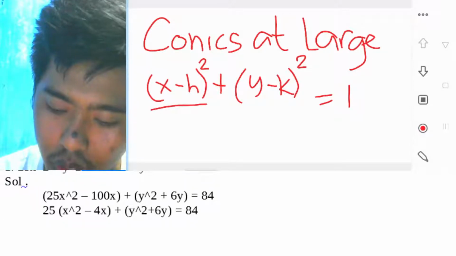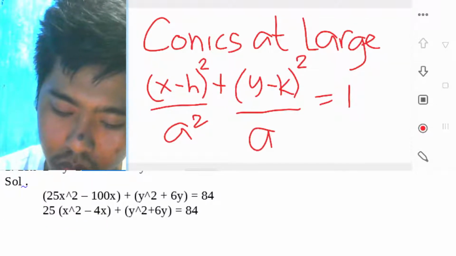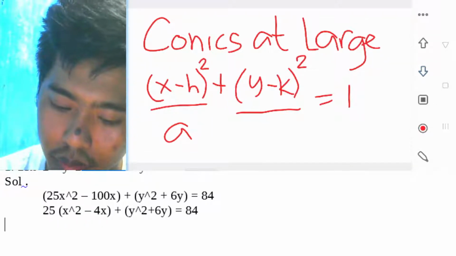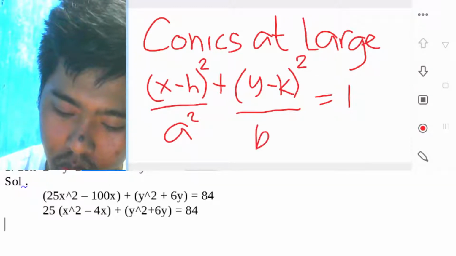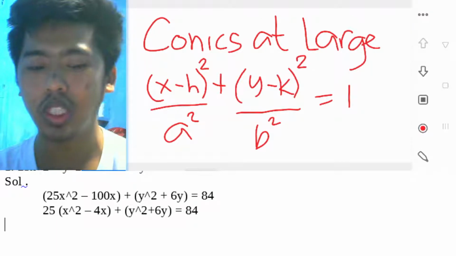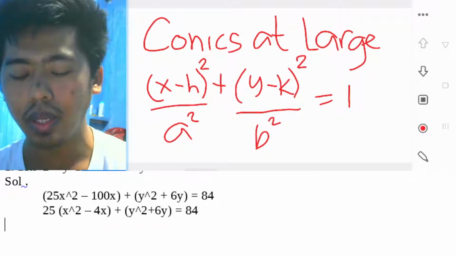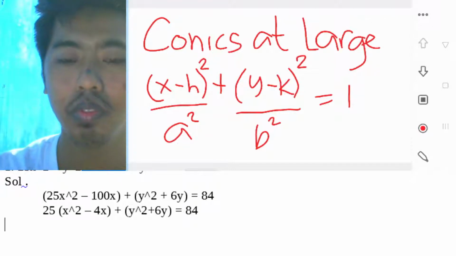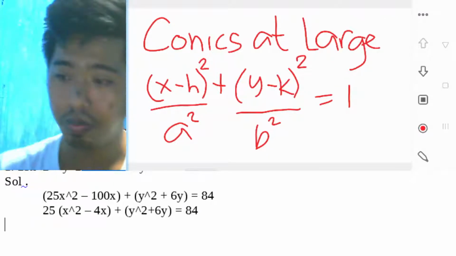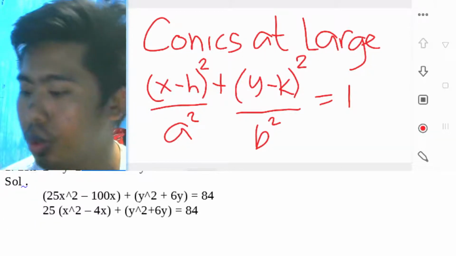The a square and b square, it depends on which is the bigger denominator. So I might be changing that denominator later on, right? If you can remember. So let's proceed, or let's continue to our solution.